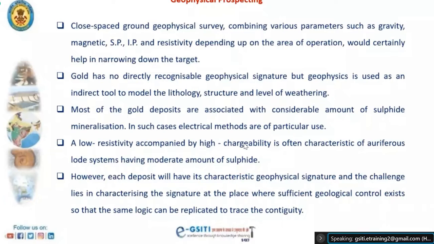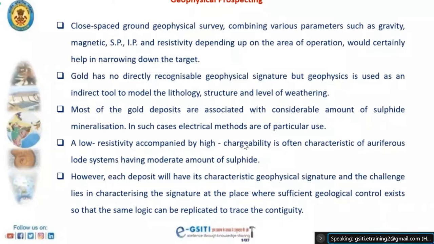As you know, gold does not actually have geophysical signatures, but the associated lithology does, because we have basic rocks, and basics are highly magnetic. The associated structure could be either faults or fractures. This could be readily targeted and found in a resistivity survey, followed by the level of weathering. So all these things help us indicate where the gold is present. Most of the gold deposits are associated with a considerable amount of sulfides. As I told you, sulfides are mostly associated with gold. So in such cases, electrical methods are very helpful to find the gold deposit.